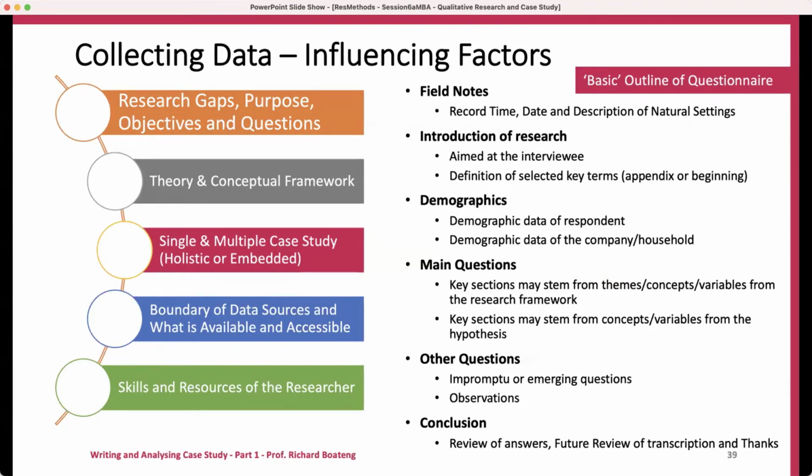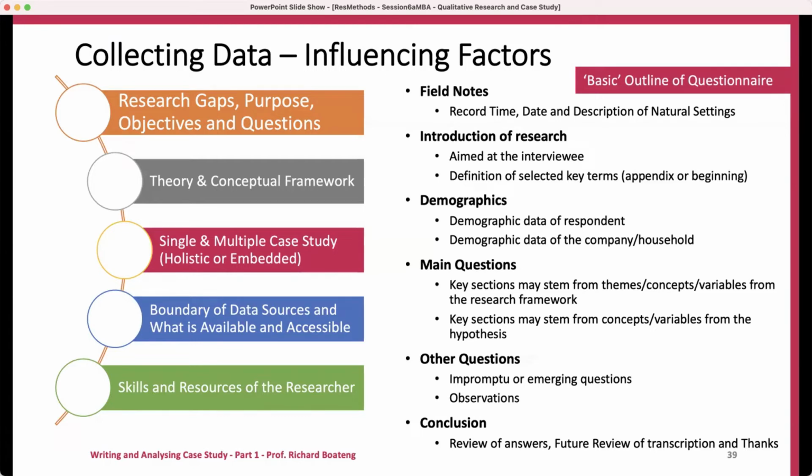Field notes. Okay, so field notes. Record the time, the date, and description of the natural settings. Introduction of the research. Then demographics. Then the main question. So what we are trying to say is that when you start your study, we need context, so capture the context. So that's the first part you want to capture.